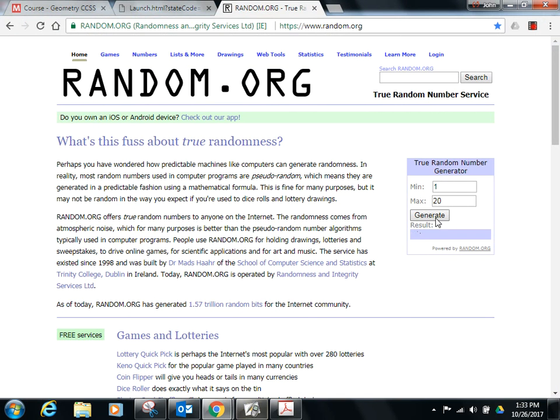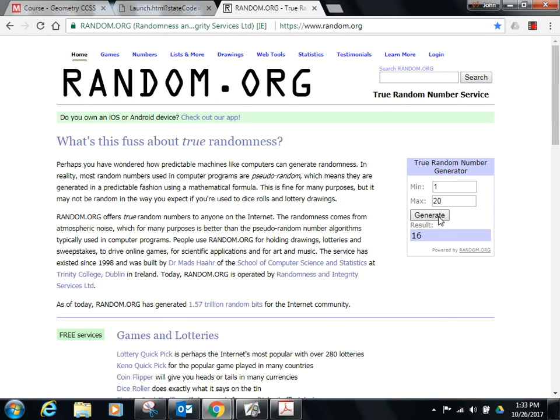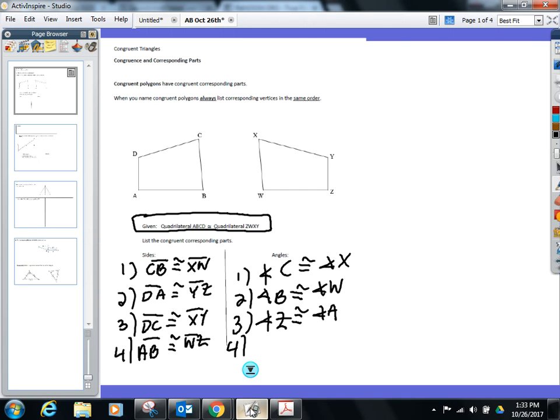Another one. 12. Angle Z is congruent to angle A. Yep. And the remaining pair will be 16. It's process of elimination here. Okay, angle D is congruent to angle Y.